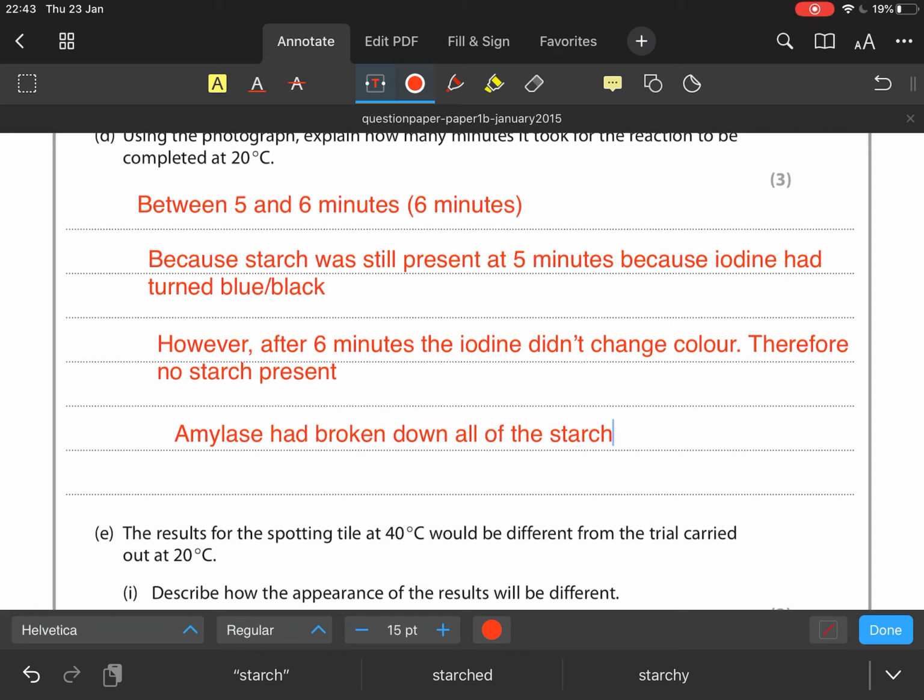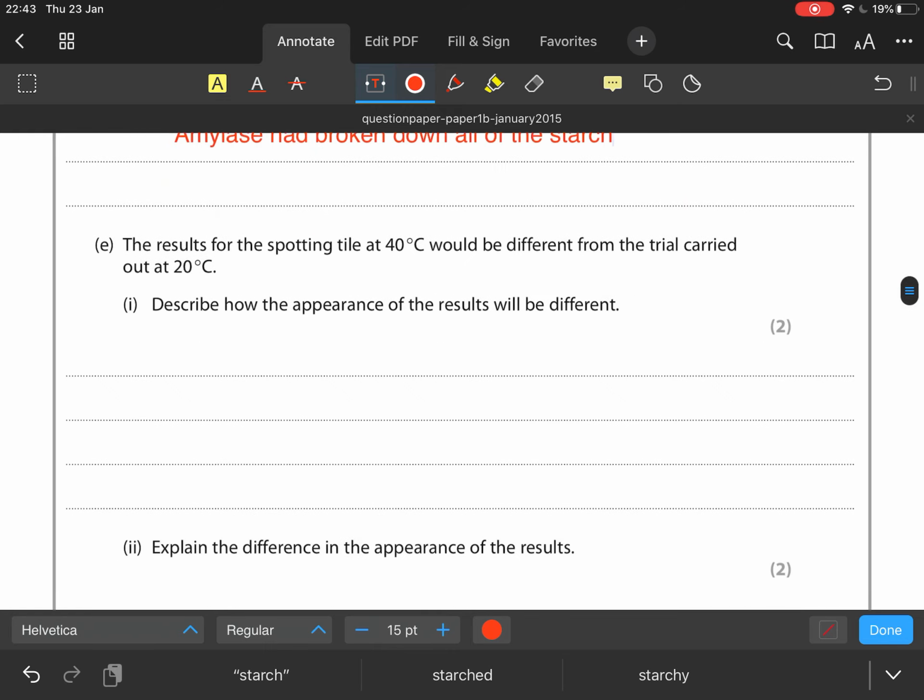changed colour. It hadn't. Now, what a lot of you got wrong on that question is you kind of misunderstood what iodine was doing. You talked about iodine not changing colour after 6 minutes, and that's wrong. Okay, iodine will only change colour in the presence of starch. So it wasn't changing colour and then it only changed colour after. It wasn't indicating the end of the reaction. What iodine does, it shows the presence of starch.